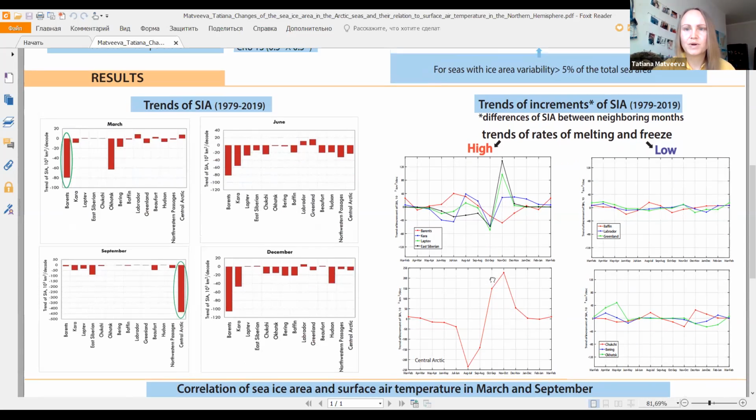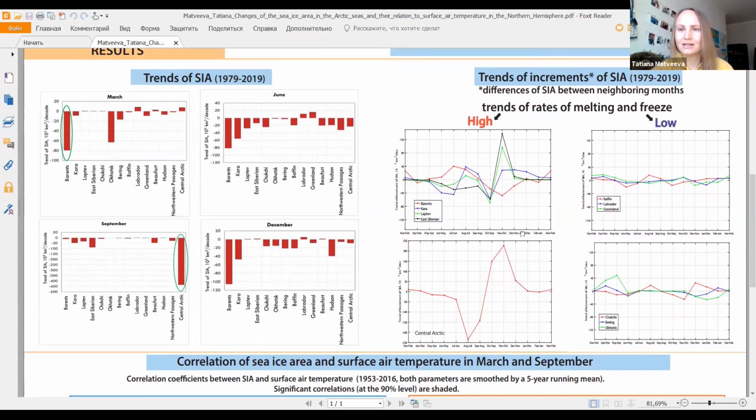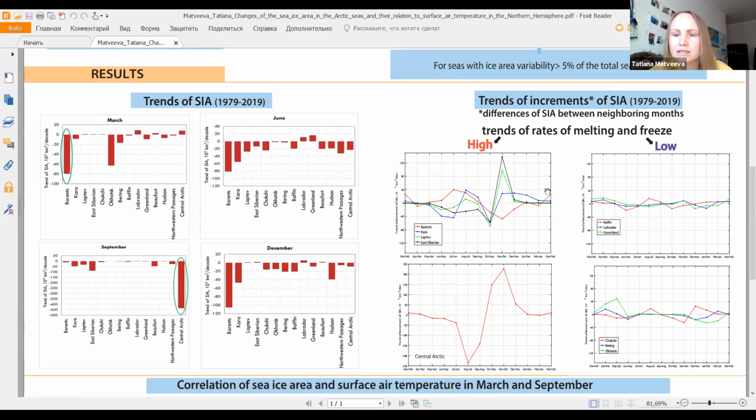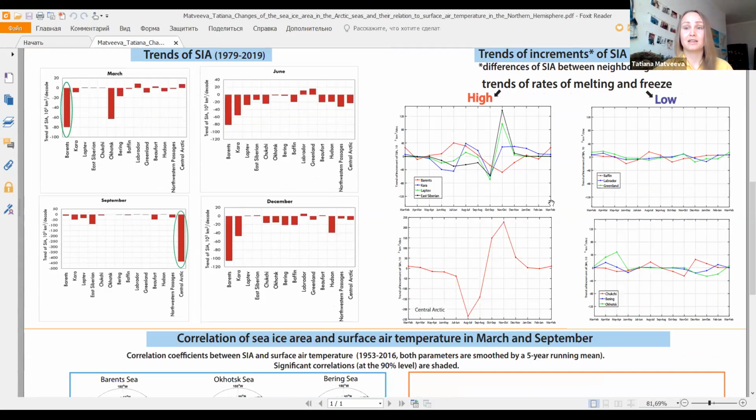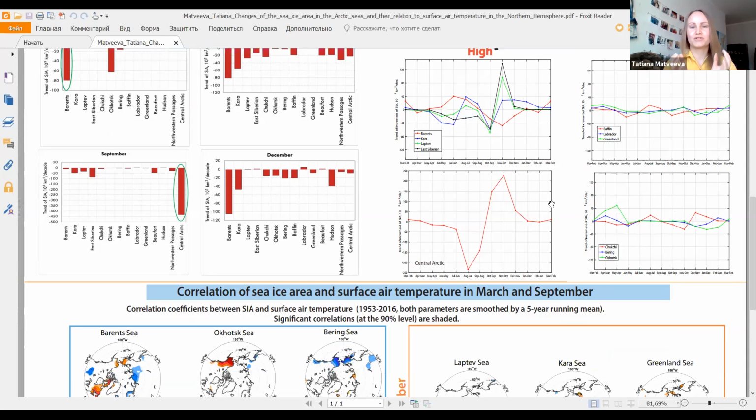This is part of my study. I also analyzed the trends of increment, the difference in Arctic sea ice between neighboring months, and maybe the high speed of melting. It's in the Russian part of the Arctic seas: the Kara Sea, Laptev Sea, and East Siberian Sea. I think this is the most important part of my study.